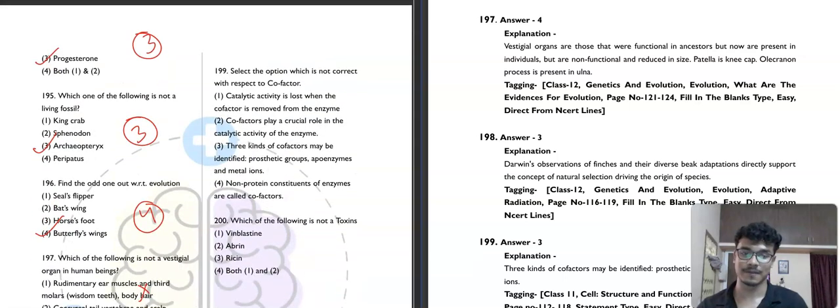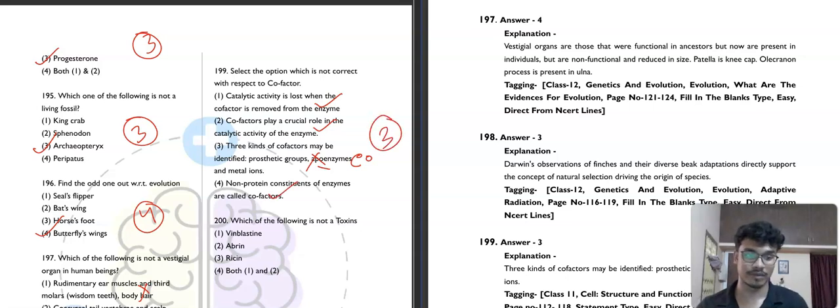Question number 199. It is saying that which of the following is not correct with respect to cofactor? Catalytic activity is lost when the cofactor is removed from the enzyme. Correct. Cofactors play a crucial role in the catalytic activity of enzymes. Correct. Three kinds of cofactors may be identified: prosthetic group, apoenzyme and metal ion. Not correct, because apoenzyme is not a cofactor; this should be coenzyme. The non-protein constituents of enzymes are called cofactors. Correct. The third option here is the correct answer.